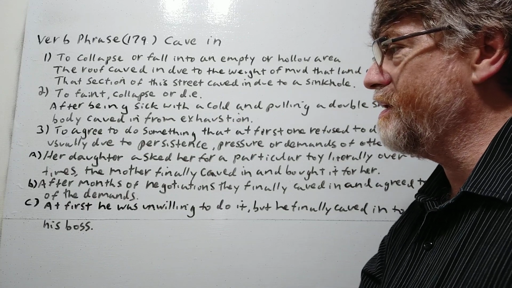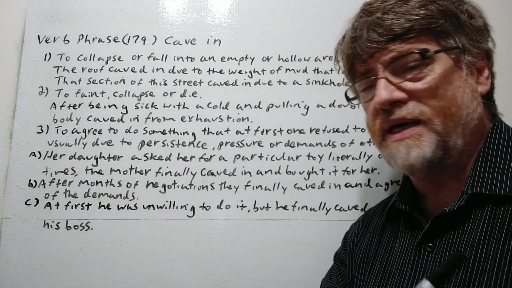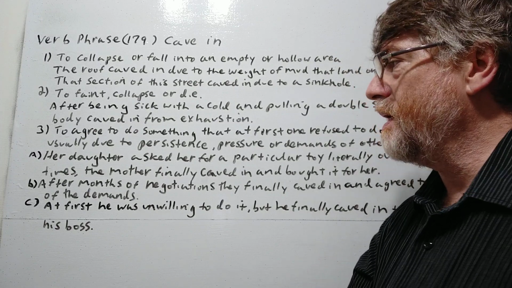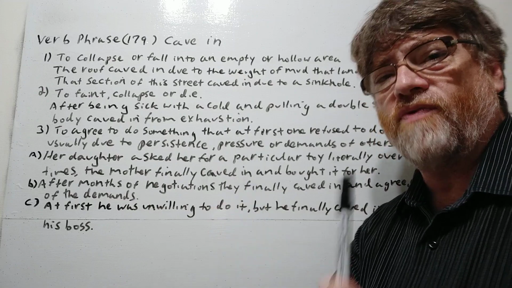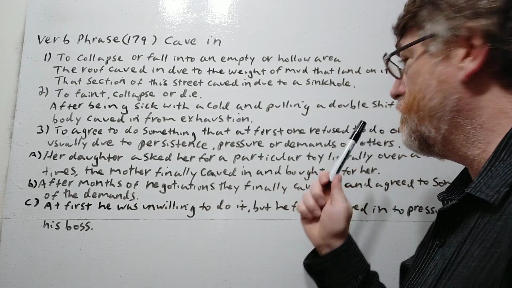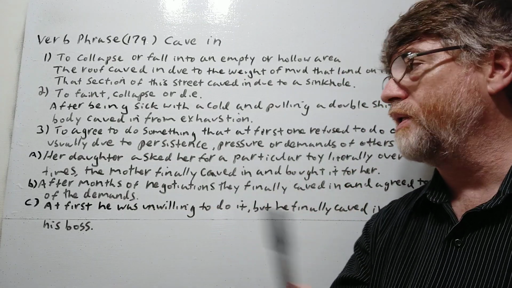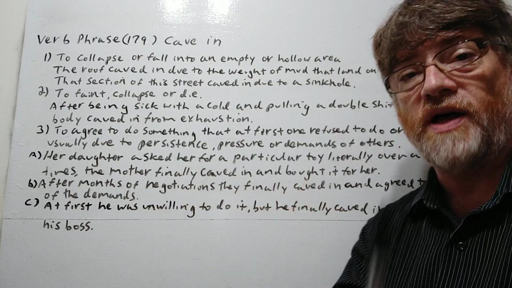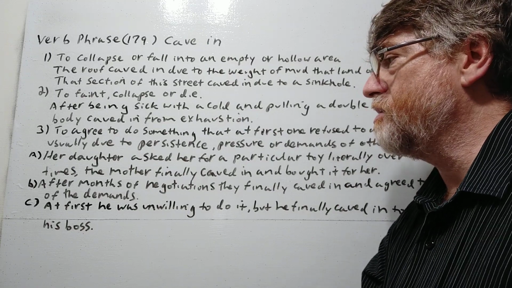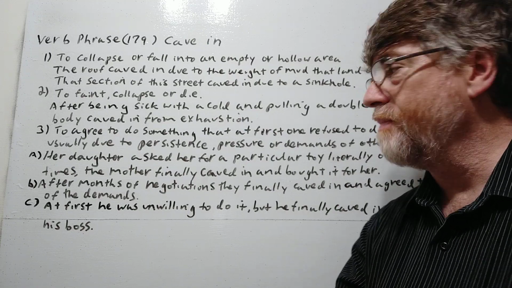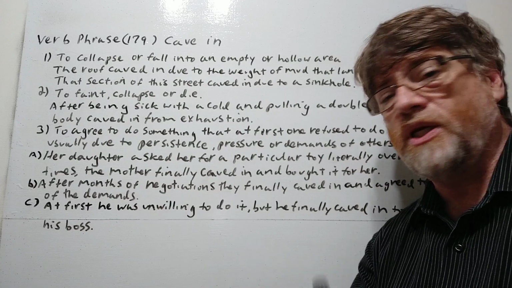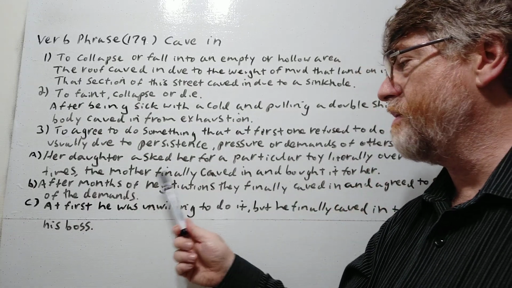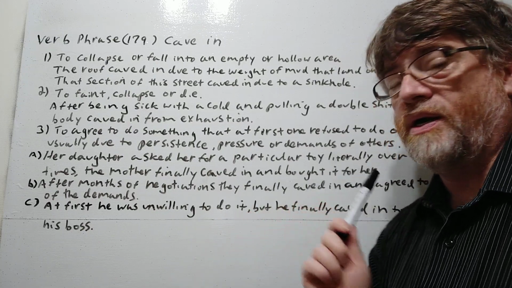All right, and the third one here, we have three examples for this one because it could be done several ways. To agree to something that at first one refused to do originally, usually due to persistence, pressure, or demands of others. Let's look at the first one, A here. Her daughter asked her for a particular toy literally over 100 times. The mother finally caved in and bought the toy for her.